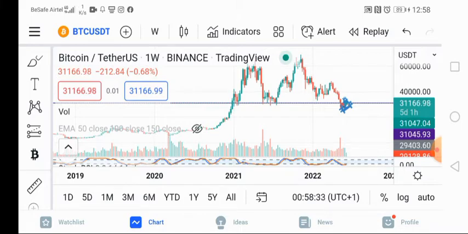You can also use the daily time frame. The daily time frame too is good, but I prefer the weekly time frame, more especially if the news is very strong news.